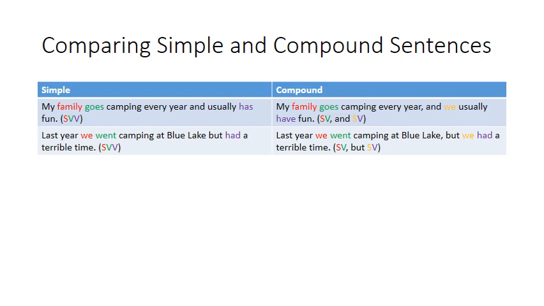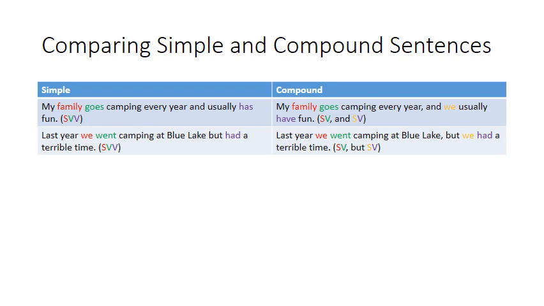So we look at this first simple sentence, and it's a modification of the sentence we've already read before. But we have my family goes camping every year and usually has fun. Now we have to be careful here. In this one we do have the word and, but you'll notice that we don't have a comma, and we also don't have a subject before the second verb. So the first verb is goes and the second verb is has. We have a subject in front of the first verb, family, but we don't have a subject in front of the second verb, has.